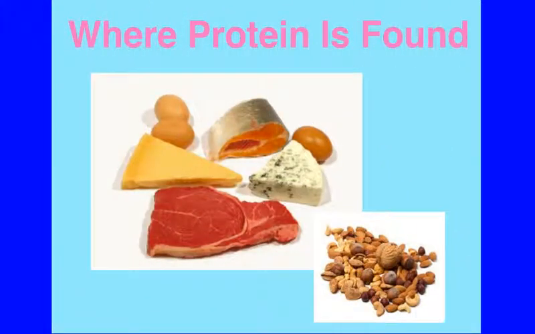And we can find proteins in things like meat, and of course that's the red part, not the white part. We said that this white part right here is fat. We can find protein in cheeses, fish, eggs, and all kinds of nuts, among other things.